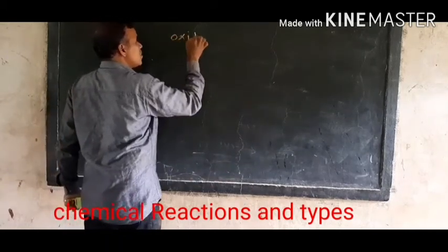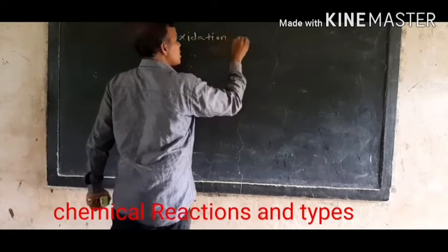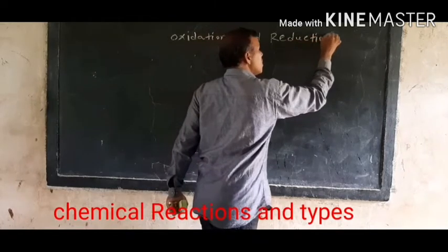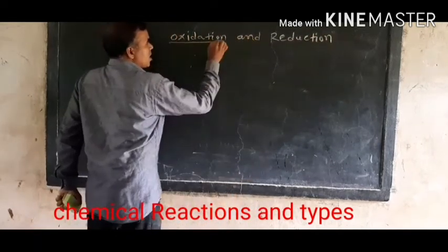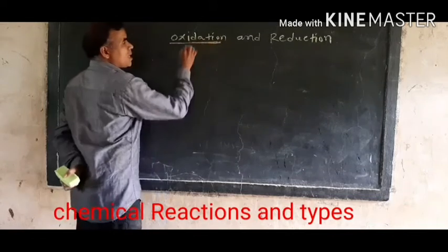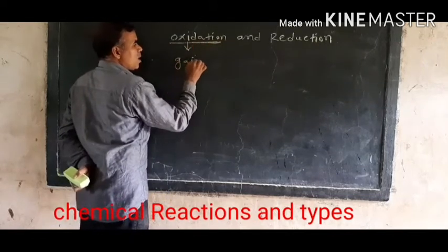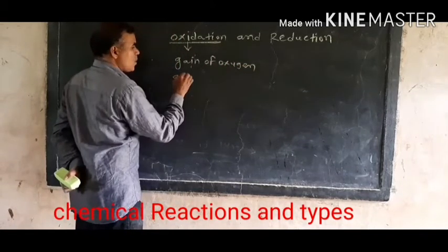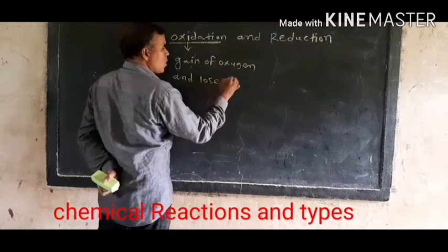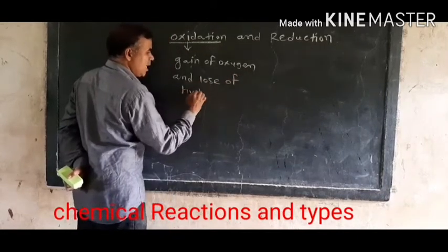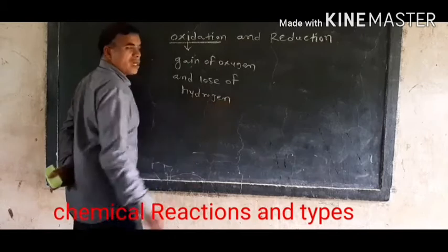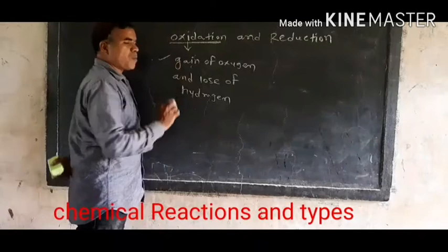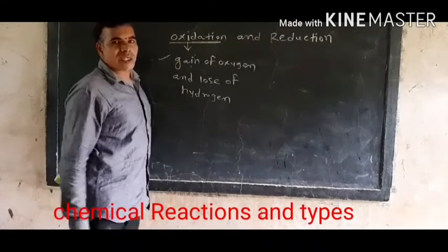Oxidation and reduction. The chemical reaction in which there is gain of oxygen and loss of hydrogen is called an oxidation reaction.